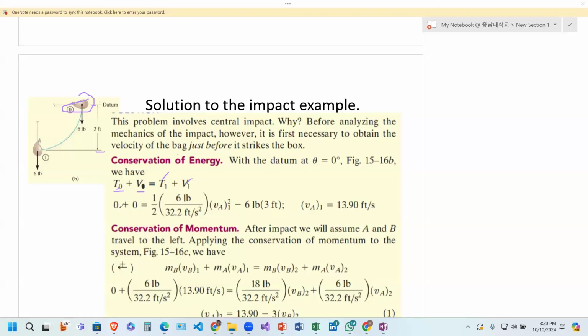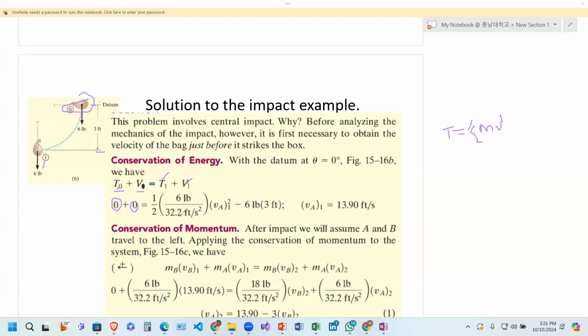Right. So at this point, at the datum, we don't have potential energy. But at this point, we are going to have kinetic energy, whereby T is given by a half mv squared. But the potential energy is negative. We're going to say that the potential energy is negative.